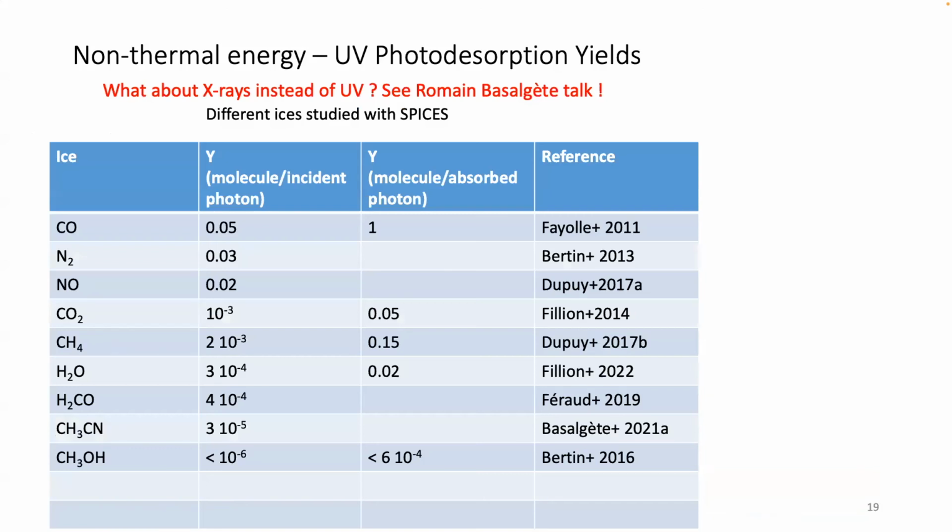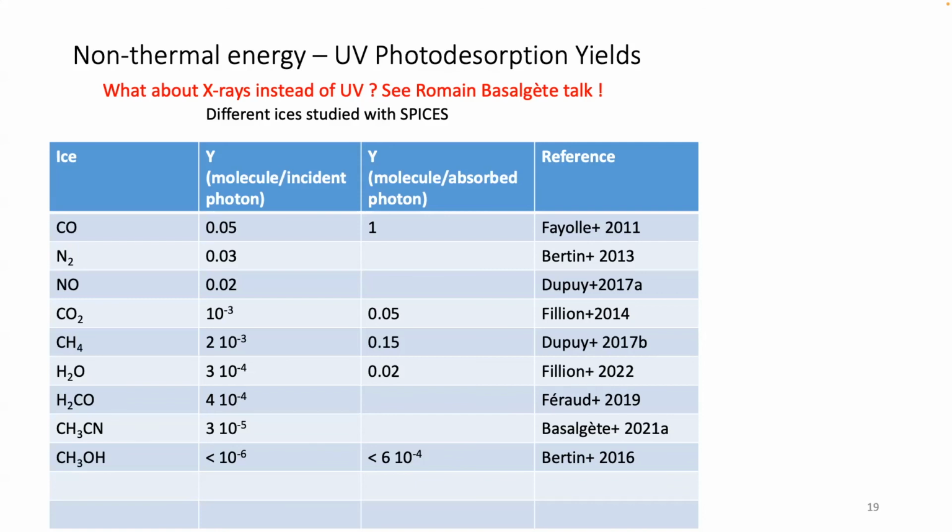So here is a summary of the different studies that we performed with the SPICE setup in the last 10 years. So we studied small molecules, diatomics, like CO and N2. And here it's the photodesorption yield. So it's quite efficient for small molecules like CO and N2. It's less efficient for larger molecules, but still it's not exactly the same for CH3CN or for CH3OH. And then it's intermediate for CO2 and CH4.